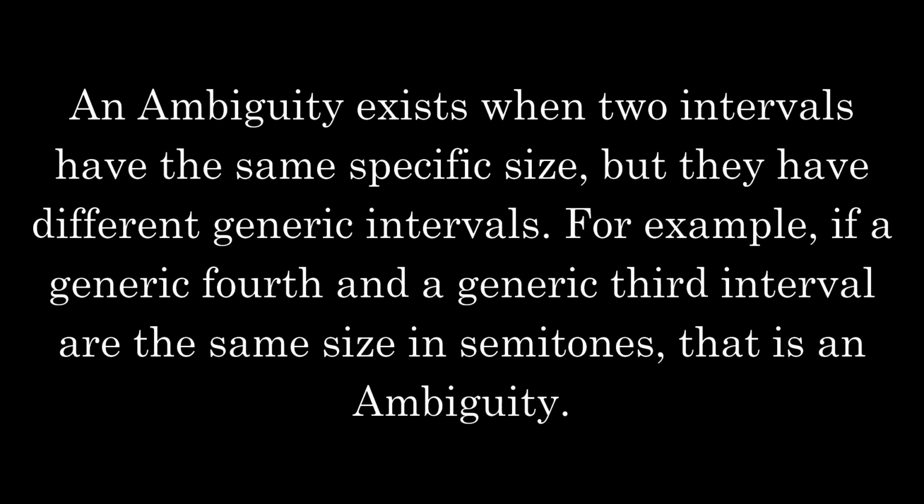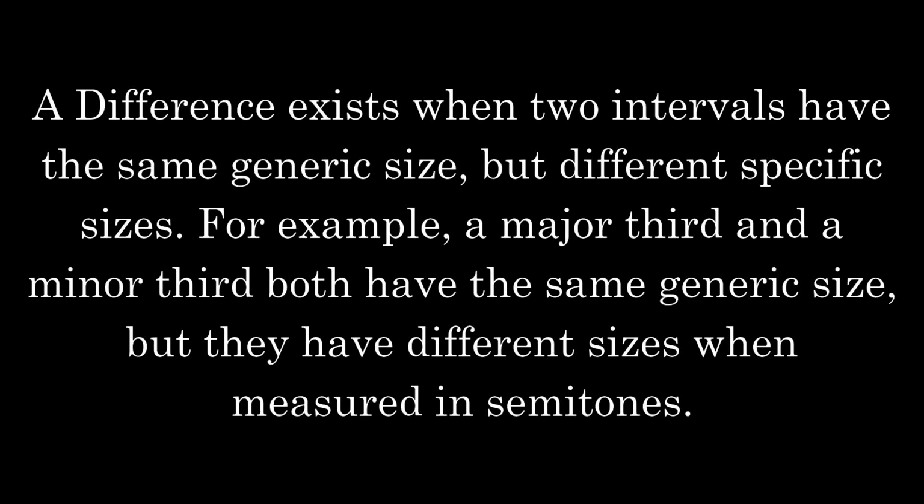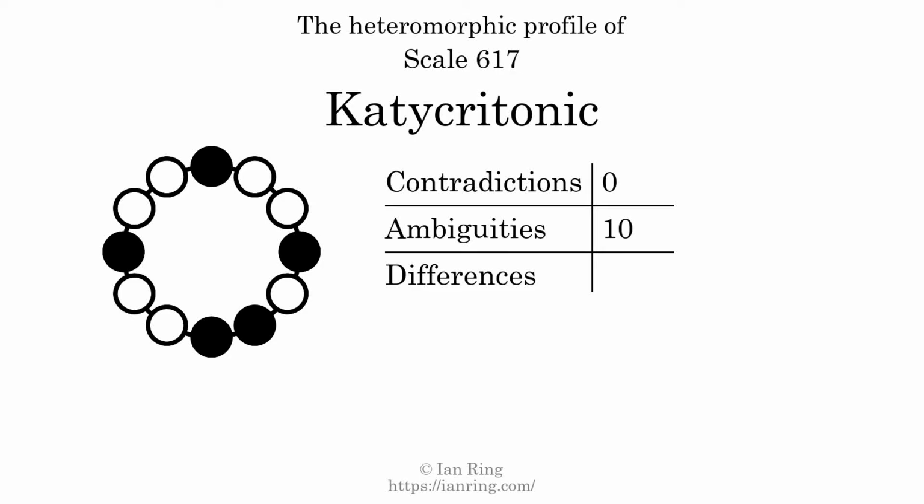An ambiguity exists when 2 intervals have the same specific size, but they have different generic intervals. For example, if a generic fourth and a generic third interval are the same size in semitones, that is an ambiguity. The number of ambiguities in this scale is 10. A difference exists when 2 intervals have the same generic size, but different specific sizes. For example, a major third and a minor third both have the same generic size, but they have different sizes when measured in semitones. The number of differences in this scale is 32.